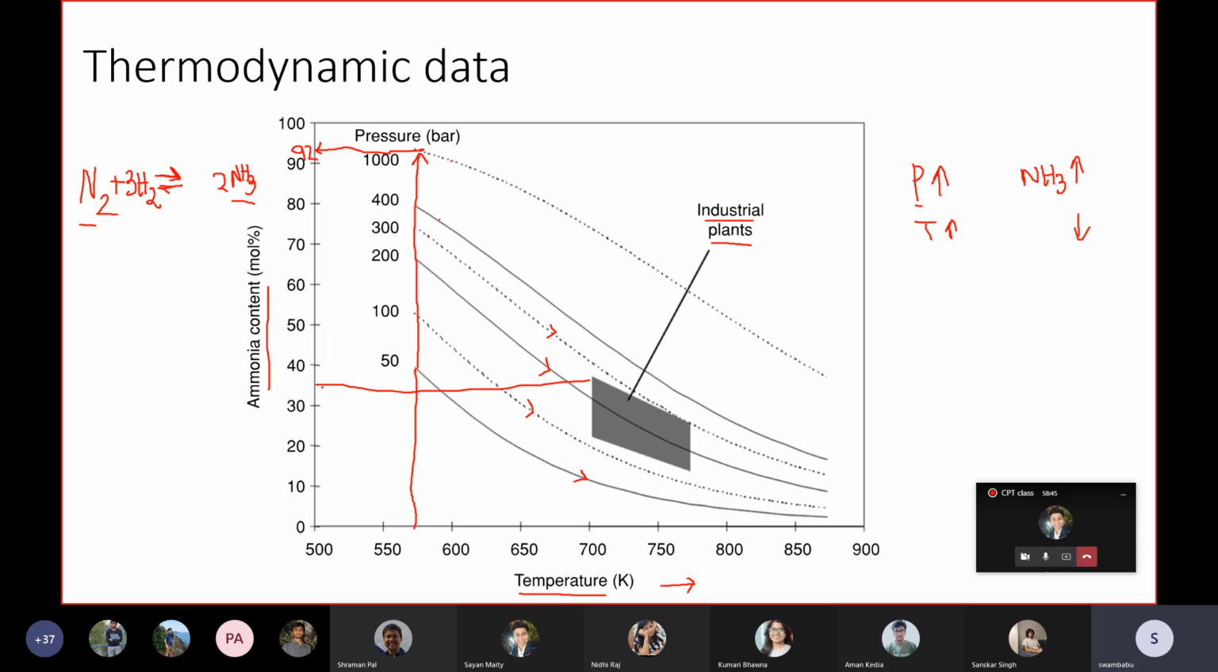Is it easy to operate at very high pressure? Let's say if you operate at 1000 bar pressure, we need a very thick vessel, a very thick reactor, right? In the equipment design course, I think you have started it? The equipment design course is already over. So the thickness of a pressure vessel depends upon the pressure.